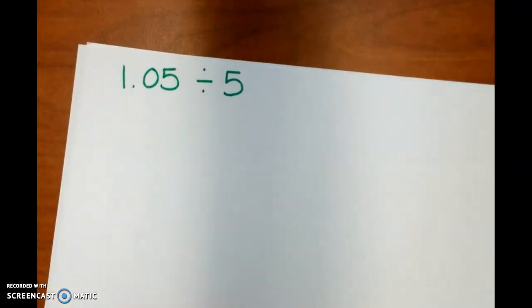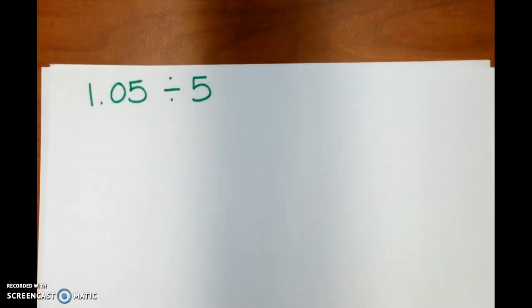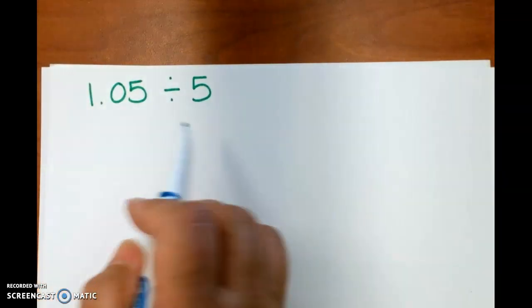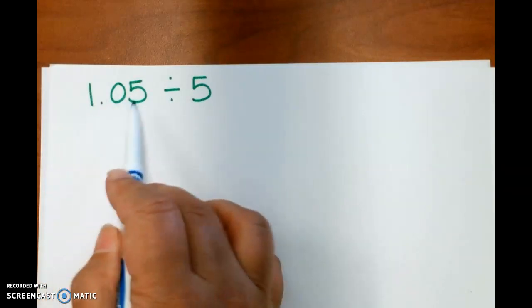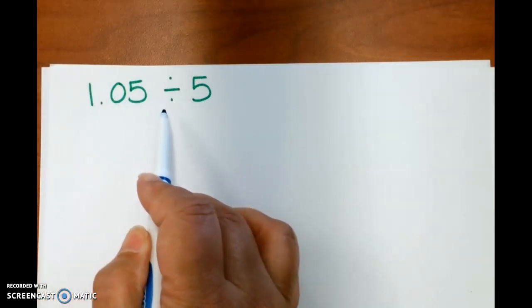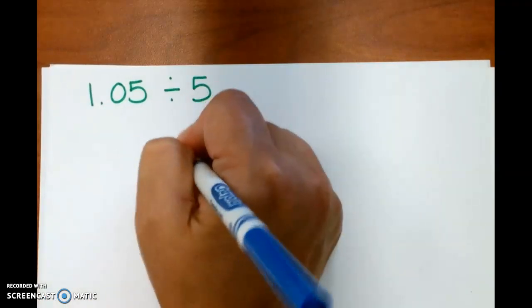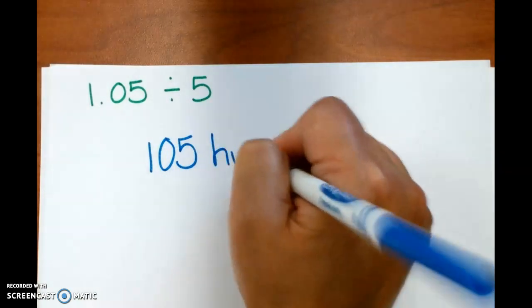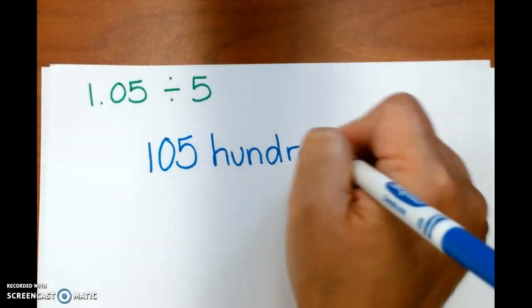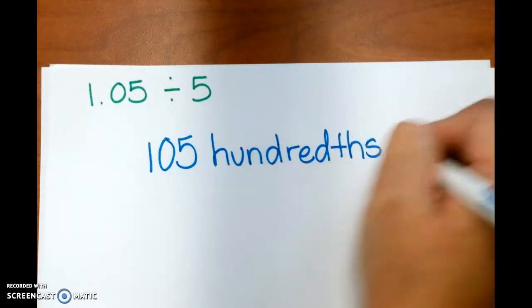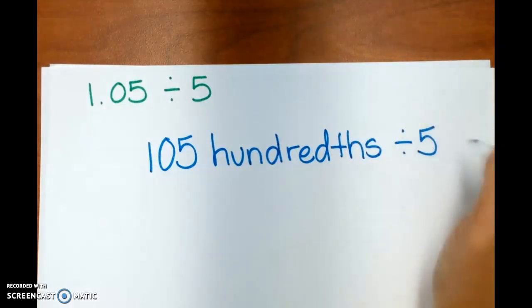Okay, now let's try it with hundredths. If I have 1 and 5/100 divided by 5, and I say this in unit form, I have 105/100 divided by 5. I'm going to write that down because sometimes it's easier to see it than to just hear it. 105/100 divided by 5.